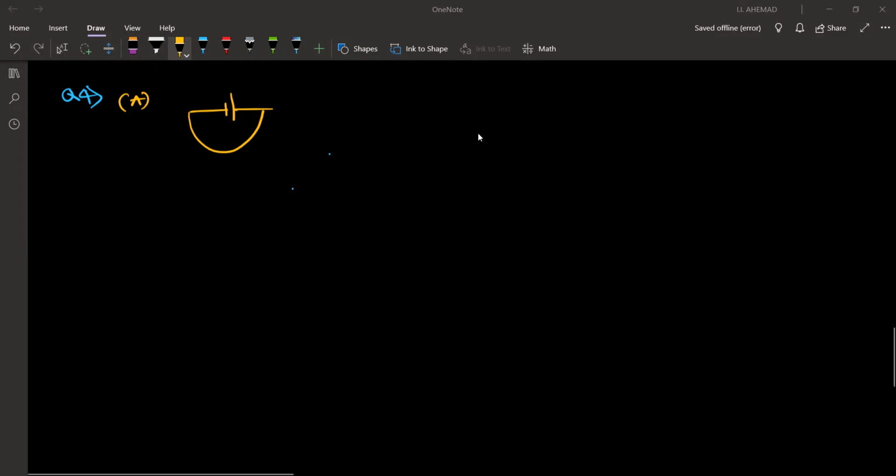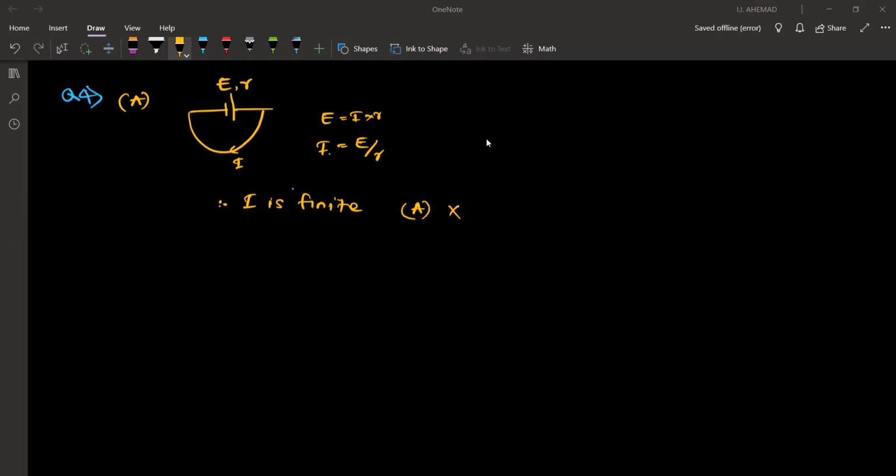Now let's say we have a cell with EMF E and internal resistance R. Now, if I short circuit, E is equal to I into R, where I is equal to E over R. Therefore, current is finite. Then A is wrong, right? Statement B.